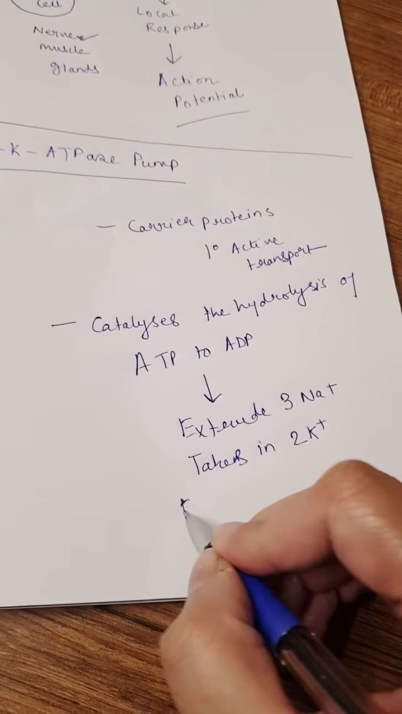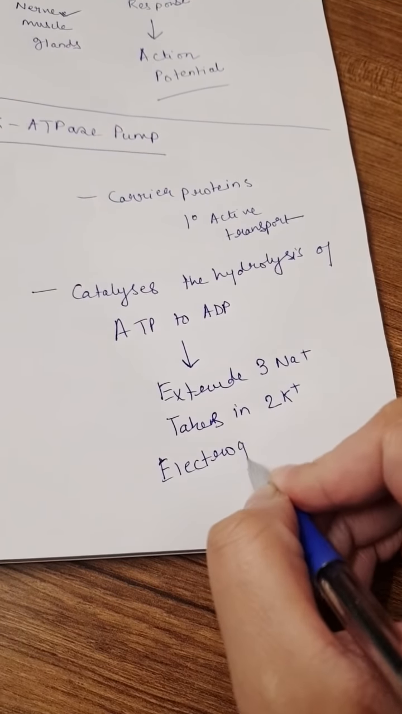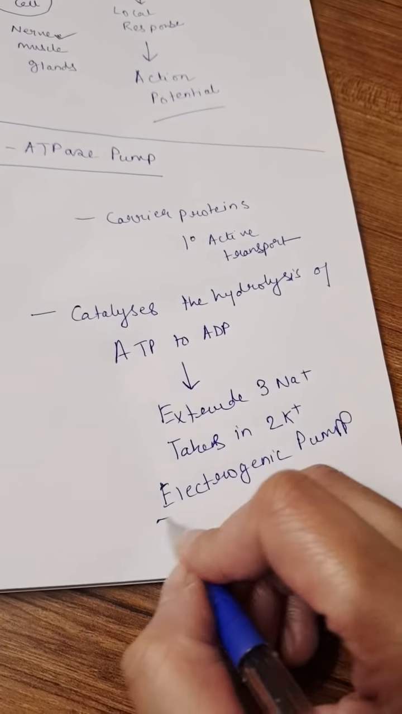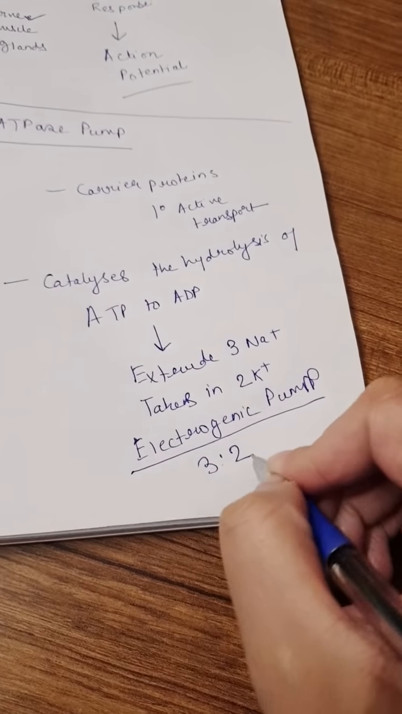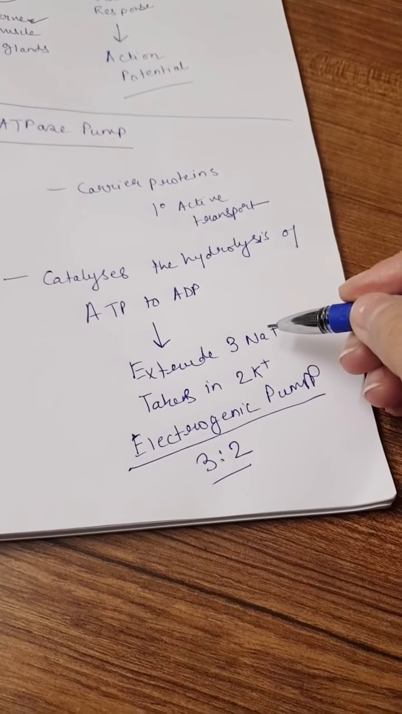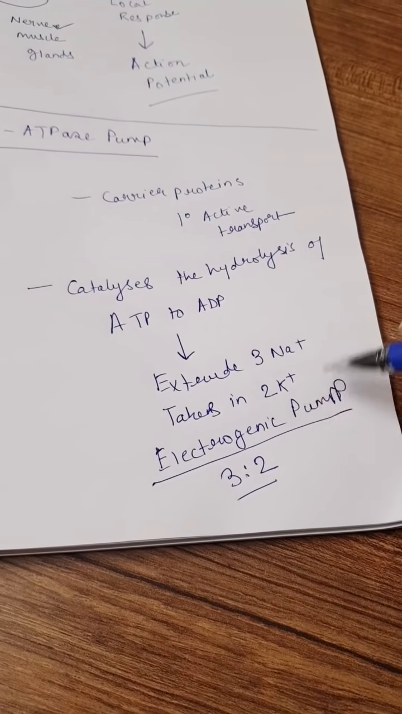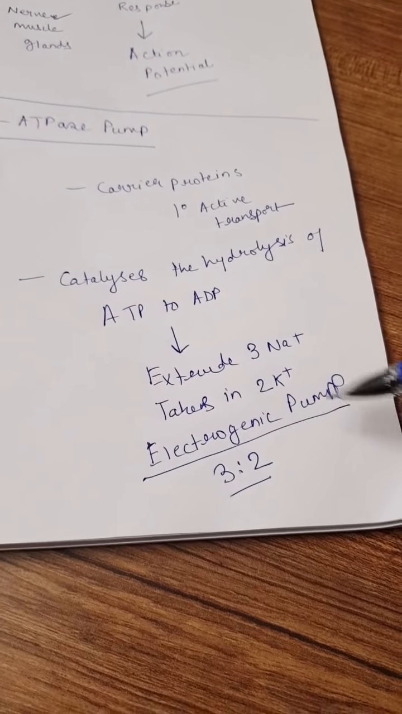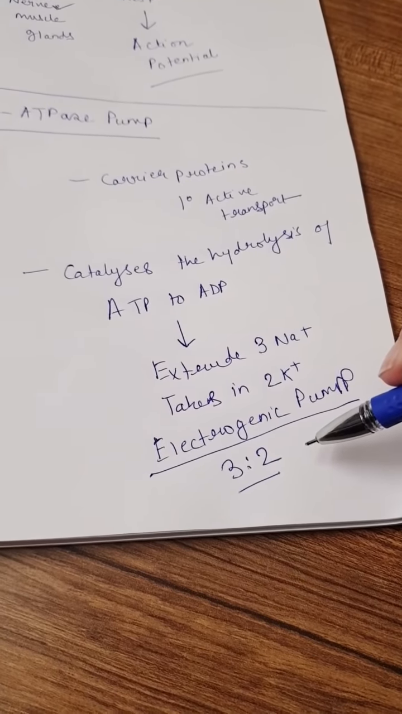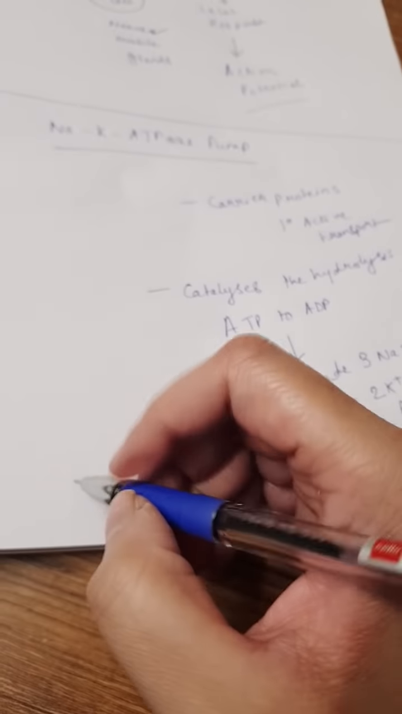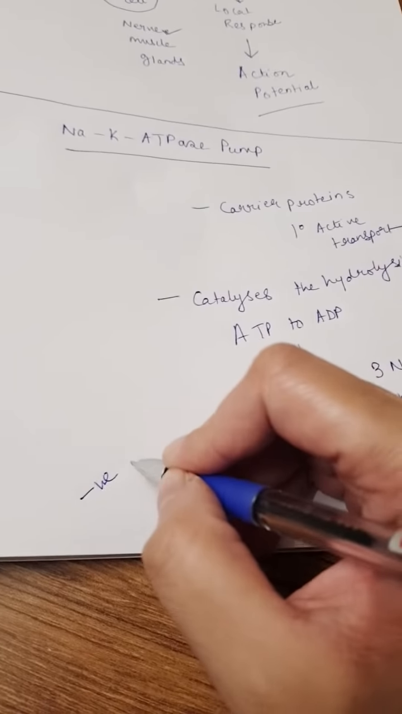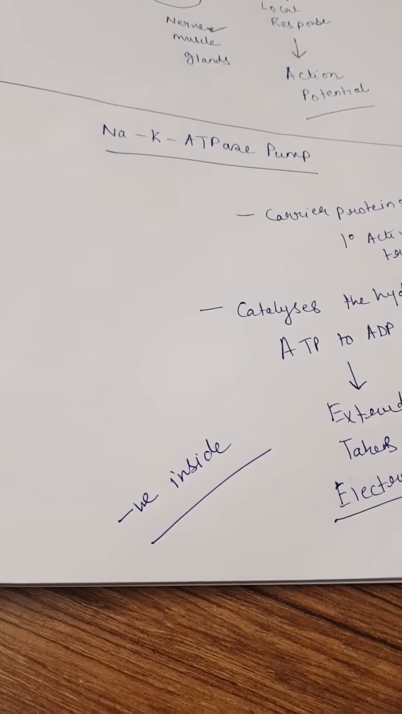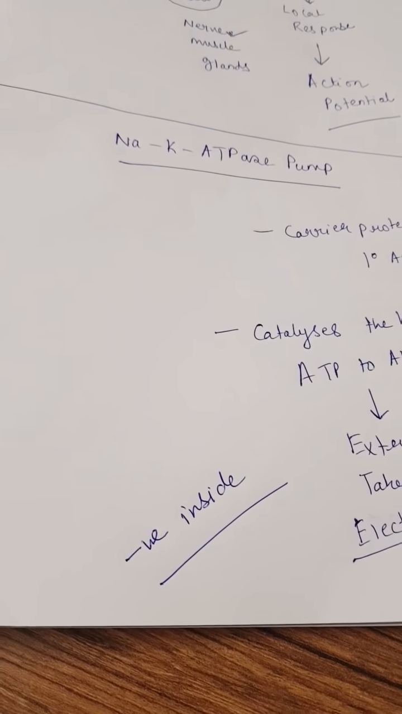Hence this is known as an electrogenic pump, with a coupling ratio of 3:2. It is extruding 3 positive charges while taking in 2 positive charges, hence creating an electrical difference. So it is known as the electrogenic pump, the coupling ratio of 3:2, and it creates a negativity inside. Okay, it is basically found all over the body.